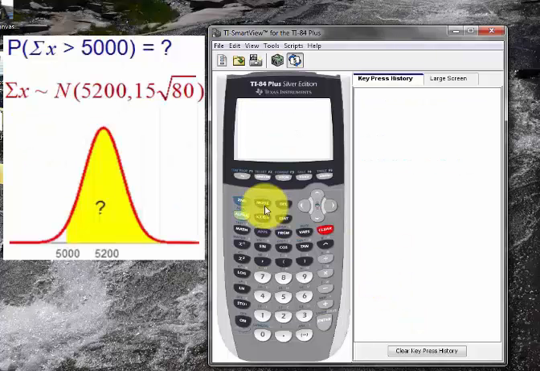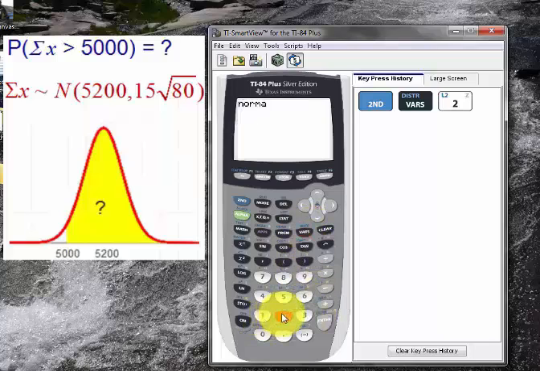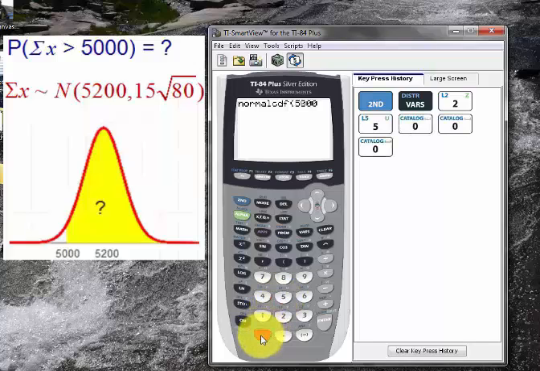So let's go ahead and do that using our calculator. Okay, so here's our calculator. I go to second distribution. We want to find the area under a normal curve, so that's number 2, the normal CDF. We want the probability that the sum was greater than 5,000. So the low will be 5,000, comma. The high will be infinity.